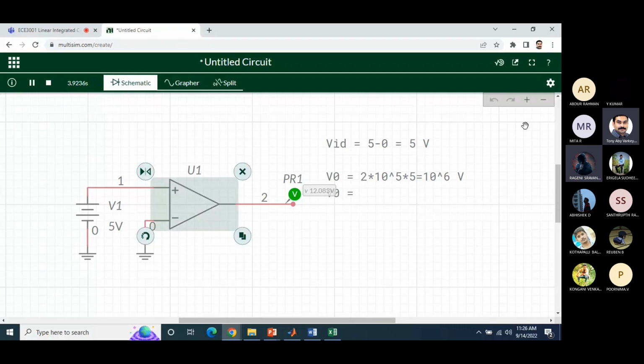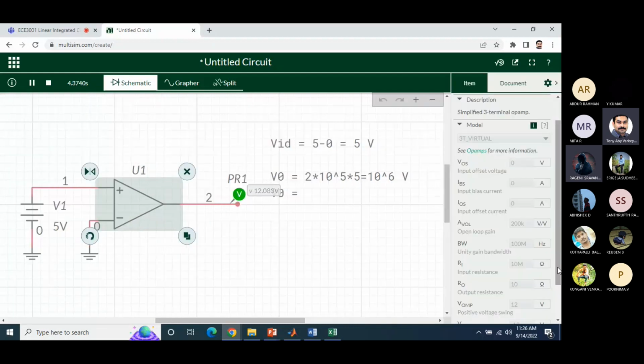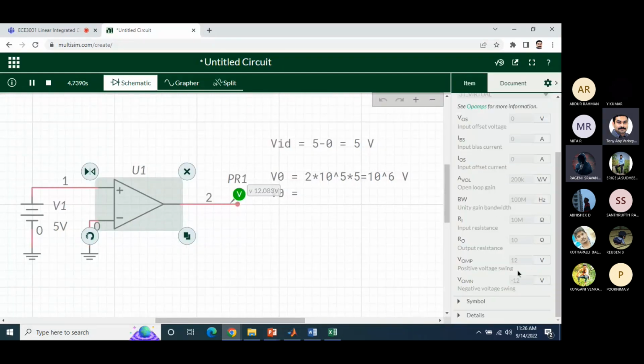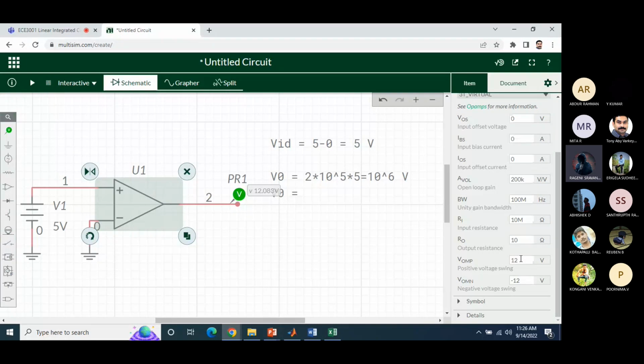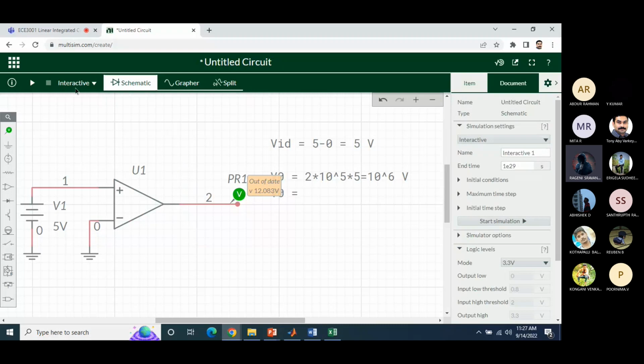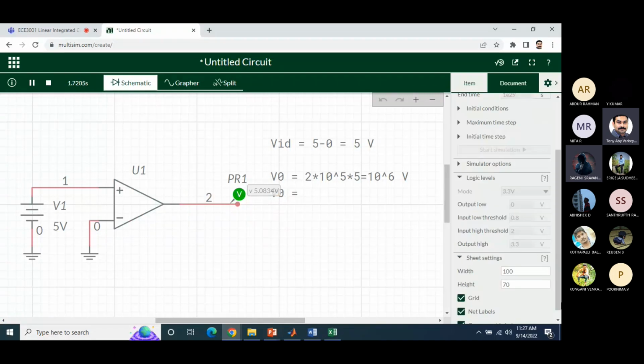Now see, suppose I am changing this voltage here. Earlier we have given VCC 12 and VEE minus 12. Now let me stop this and give, say, suppose I am giving 5 volt. Then output also will be close to 5 volt. You can see that. Understood? It is 5 volt. It means that it cannot go above this bias supply we are giving.